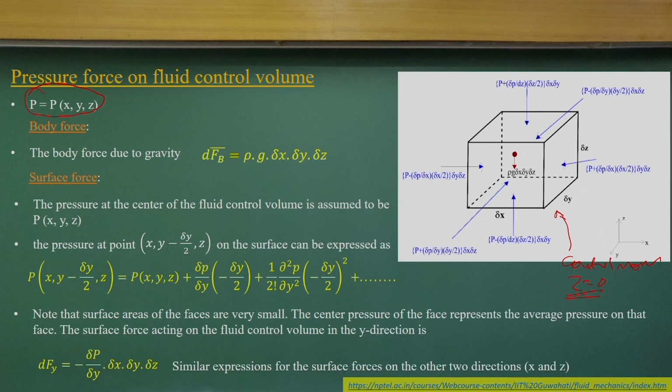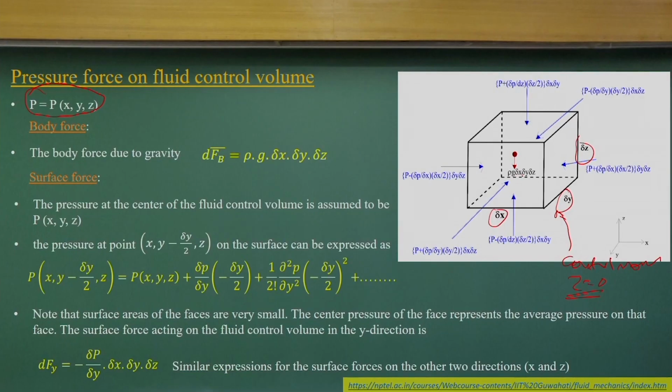We consider a simple parallelepiped control volume with sides delta x, delta y and delta z along the three Cartesian directions x, y and z, and a point which is the centroid of the control volume. At that point, the gravity force acts, which is the body force component. The gravity force will be the unit weight multiplied by the volume of the control volume, delta x, delta y, delta z.